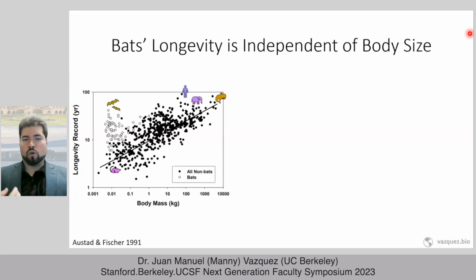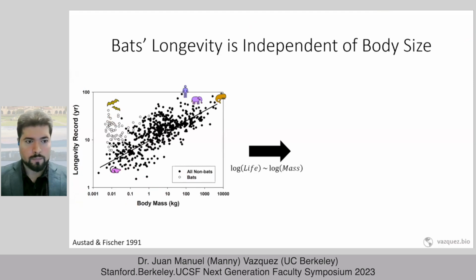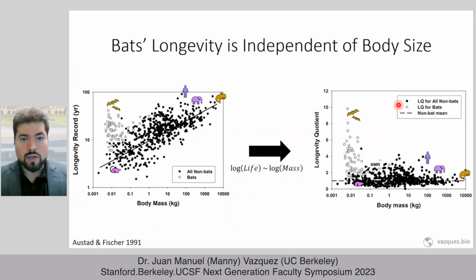And one of the more remarkable things is that if you take this positive correlation I showed you guys earlier and do what Austad and Fischer did in 1991, where you regress out the effect of body mass and just ask the simple question of how much longer does a species live given what you expect based on its body size, you can appreciate that bats are extraordinarily long-lived as a group, and many species of bats actually live anywhere from 4 to 10 times longer than you would expect just given their body size.